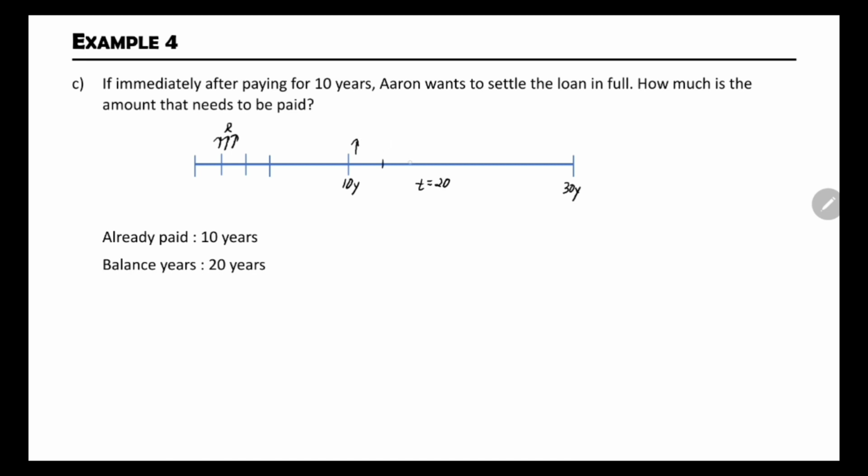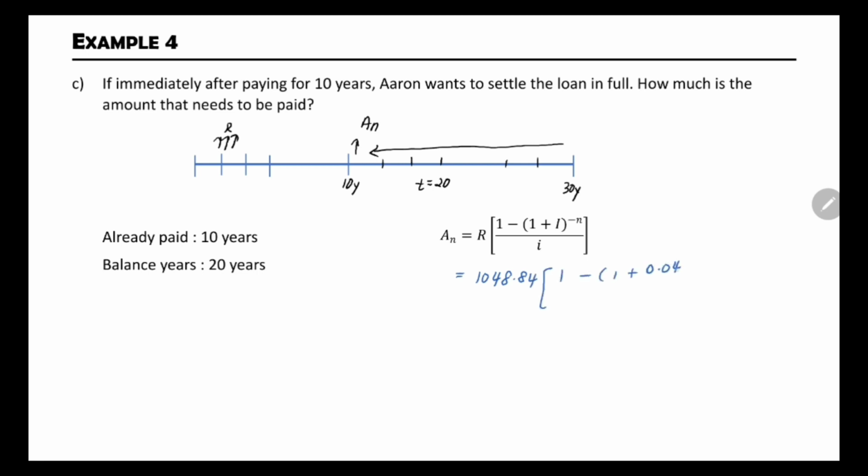So suppose he paid monthly up to 30 years, but then the amount here he wants to pay now. Means this is the present value of the debt. AN is given as R times 1 minus 1 plus I power of negative N over I, where R is 1048.84. 1 minus 1 plus I is 0.045 divided by 12. N is 20 years, the remaining years, times 12. And 0.045 divided by 12.